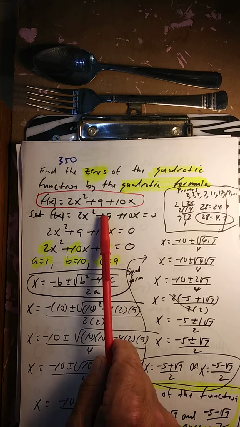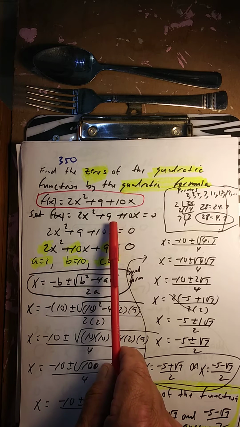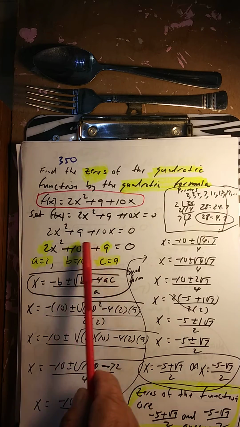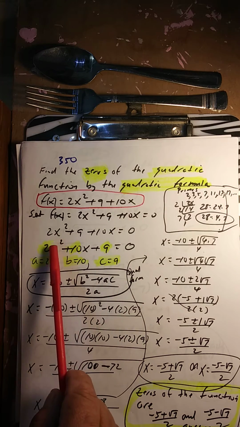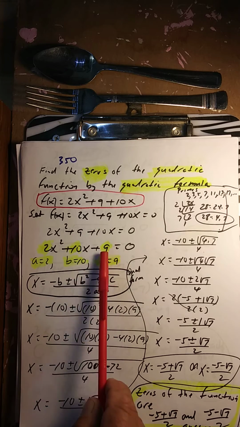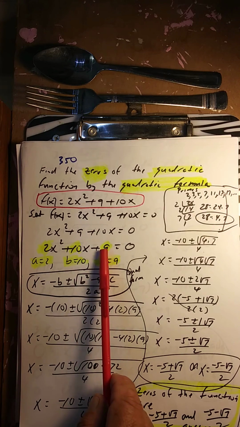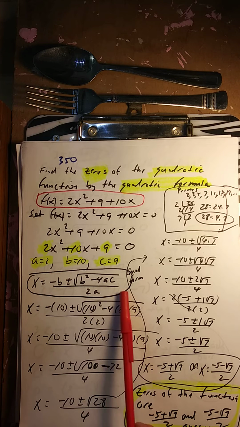It's already in the right form. Rewrite it. See right here, it was a 9 there. We wrote it this way, in this form: the square, the x, and the 9. Rewrite it. Now, A, B, and C. Put the numbers in the quadratic formula.